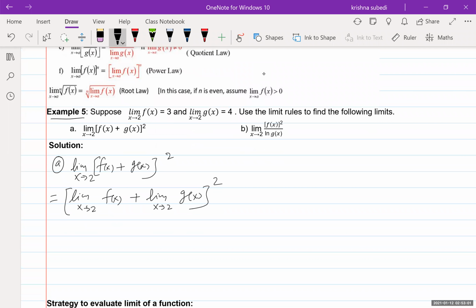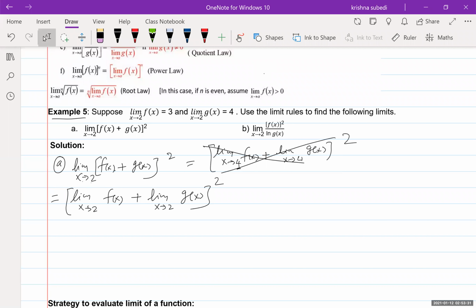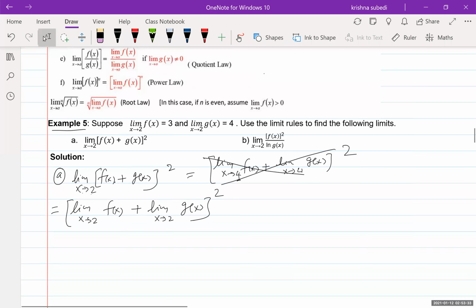You don't have to write x tends to 4 by putting this limit inside. In the exam, I see that some people do this: limit x tends to 4 of f of x plus limit x tends to 4 of g of x. When I ask them how they got that 4, they say that because we are taking this 2 inside the square, so I'm making this a square. This is absolutely wrong. You can't do that according to the limit rule, the power law.